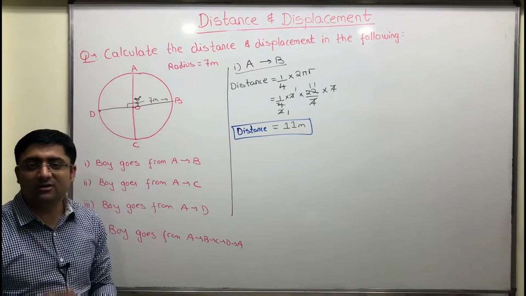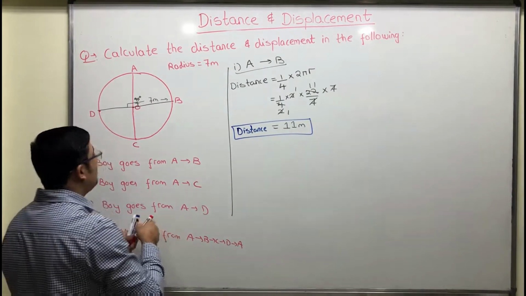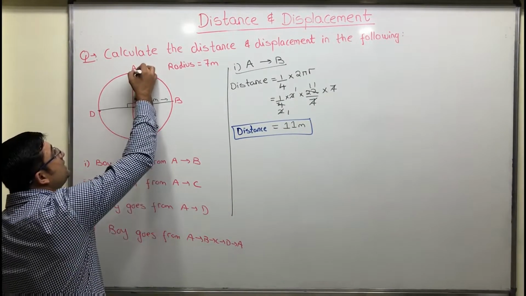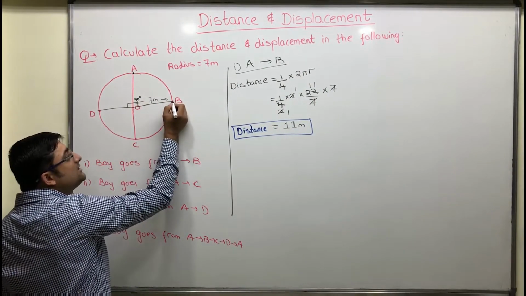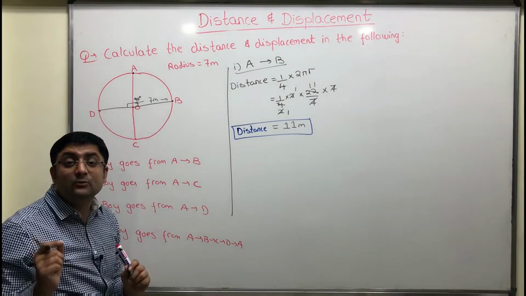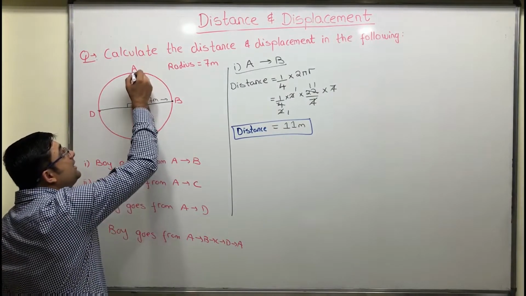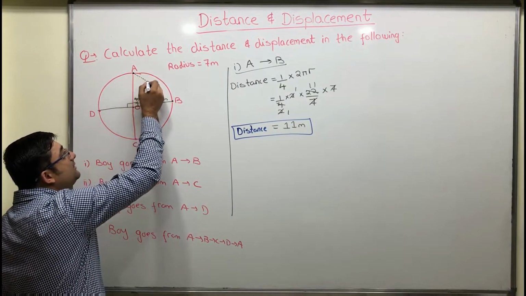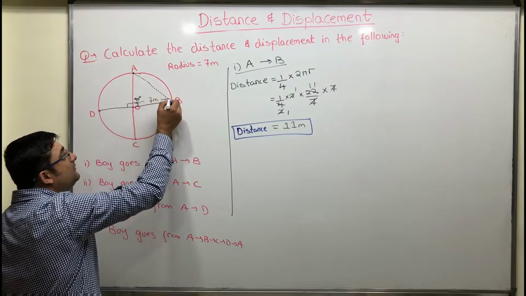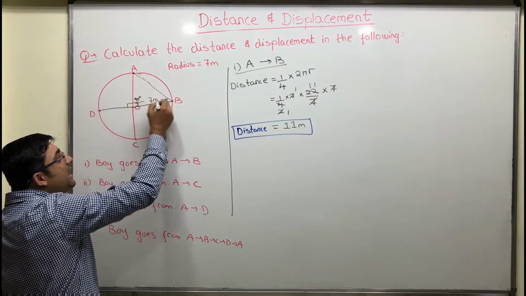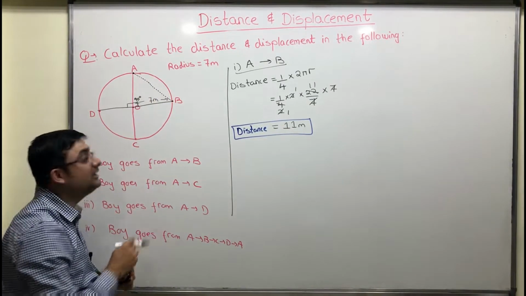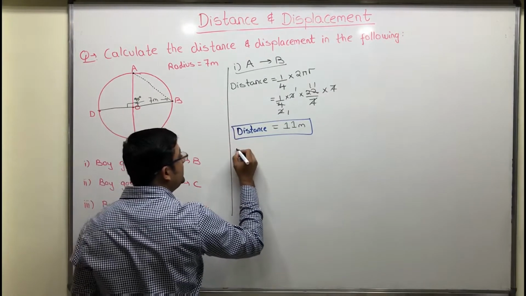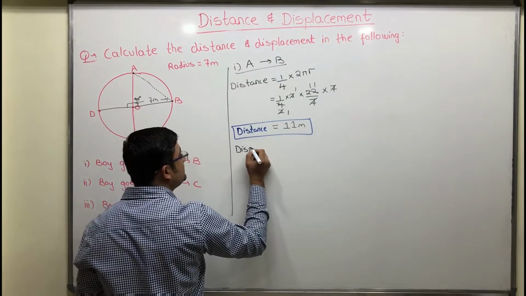Now the tricky part, what is the displacement? So see guys, what is the initial point? This over here is the initial point. What is the final point? B. Now for displacement, we need a straight line path. So join A and B by a straight line. Is this clear? So basically we're getting a right angle triangle over here, AOB. So I'll draw this triangle over here. So I'll give the heading displacement.